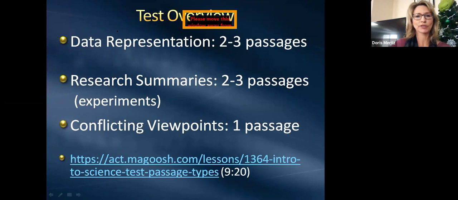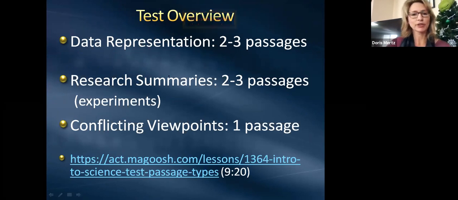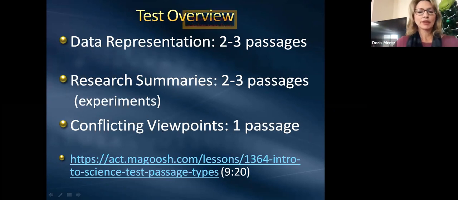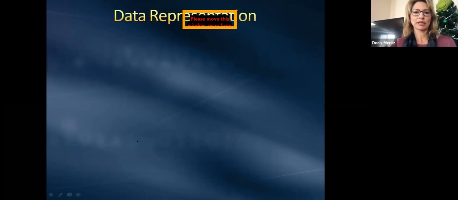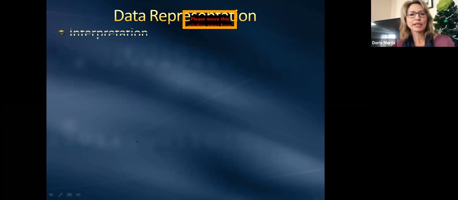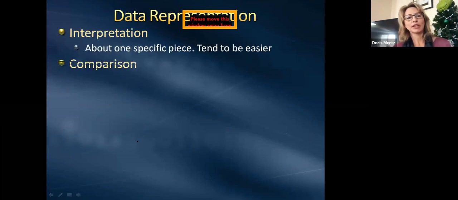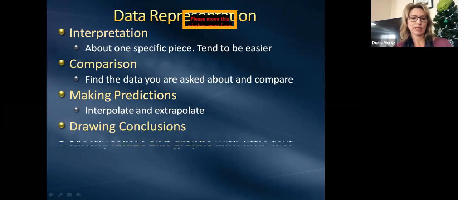There's one that goes over the different types of questions on the ACT. There's the data representation passages, and there's the research summaries. Those are the ones that say experiment 1, experiment 2. And then there's the conflicting viewpoints, and those say scientist 1, scientist 2, theory 1, theory 2. It's like where there's a debate going on. And those are the hardest for me. All right. The data representation ones are the easiest for me.